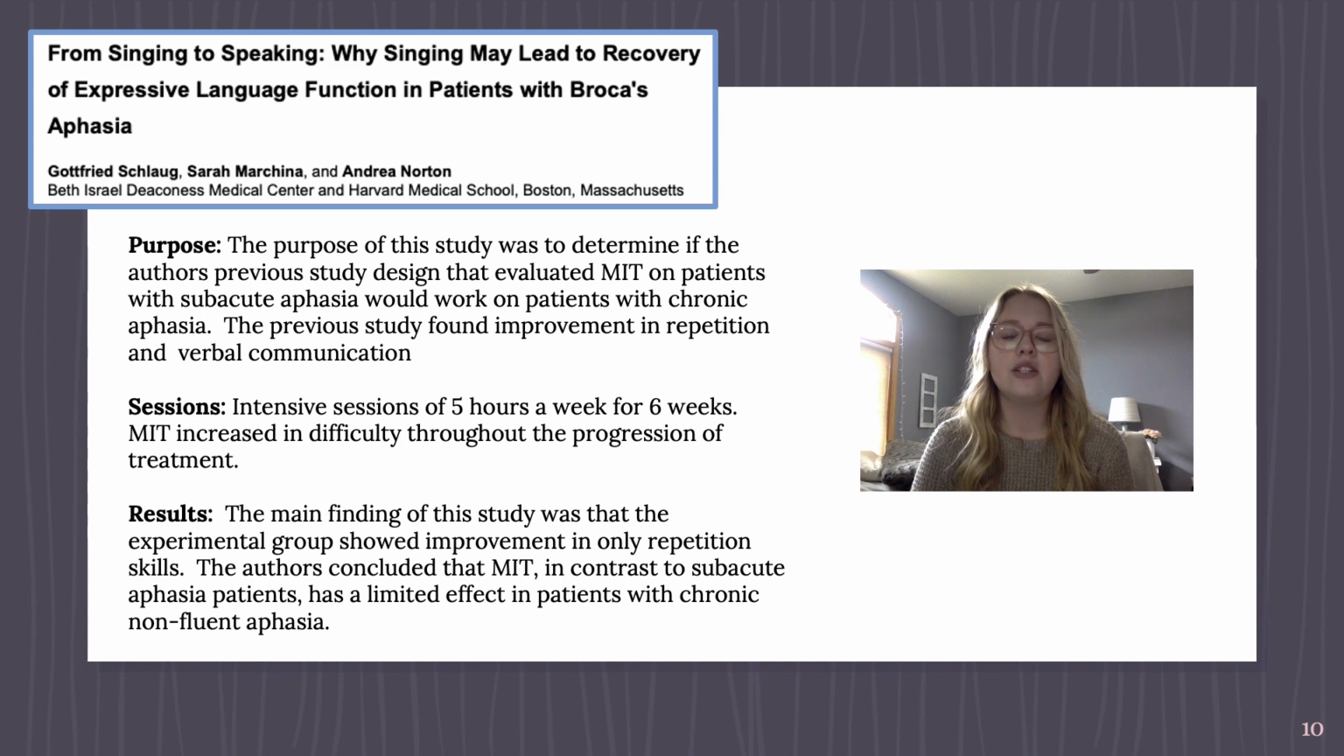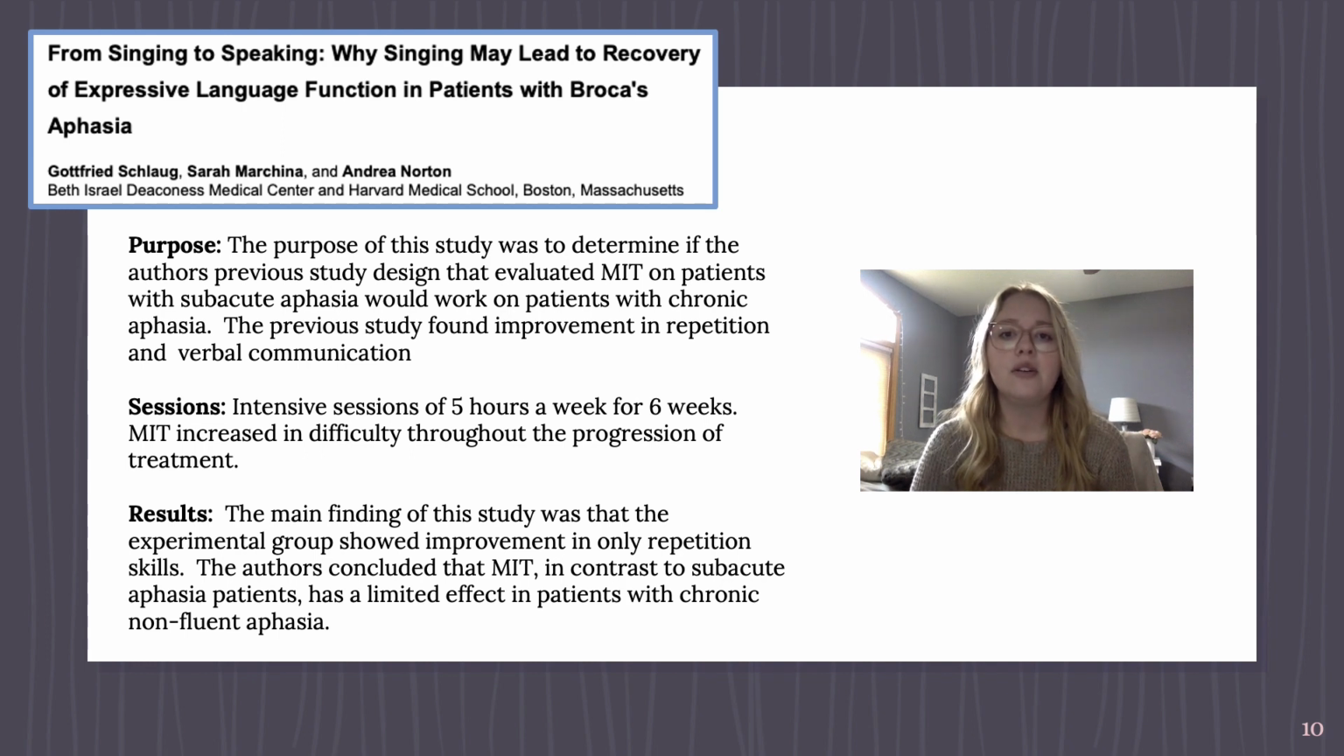The previous study found improvements in repetition and verbal communication in patients with subacute aphasia. The sessions in this study were intensive, 5 hours a week for 6 weeks. MIT also increased in difficulty throughout the progression of the treatment. The therapy looked like the patients would produce melodically intoned utterances with the SLP while tapping the rhythm of the utterance.